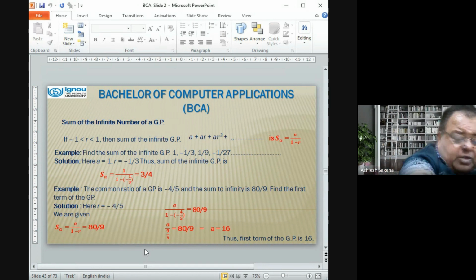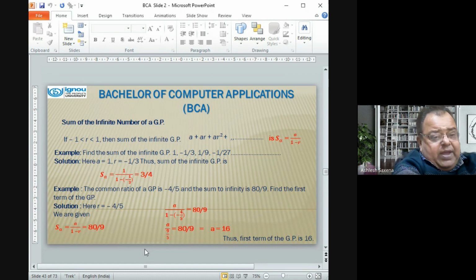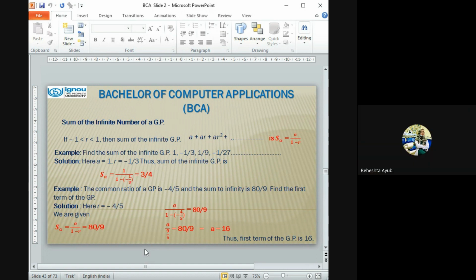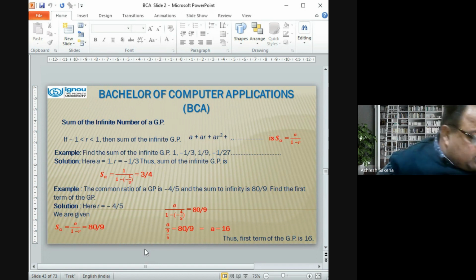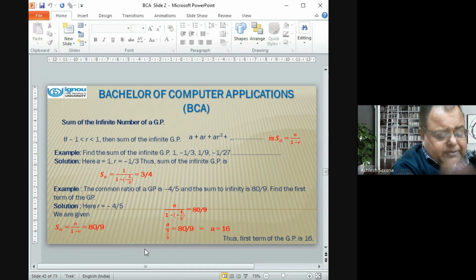You can see that the question is: find the sum of the infinite GP 1, comma, minus 1 by 3, comma, 1 by 9, comma, minus 1 by 27. First of all, check whether this is an AP or GP, what it is. Just see to it whether it is an AP or a GP. What is it? It's a GP, sir. GP. So then what is the formula for the sum of an infinite GP series?